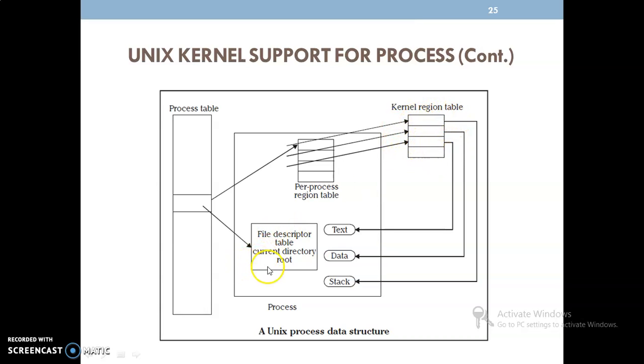And this is the U area. It contains the file descriptor table, current directory, root directory. Okay. About the particular process. So this is the entire concept what I can call as a Unix process data structure. The one point I need to remember. Whenever the process is running, it is having the entry in one table. That table is process table. That you keep in mind.